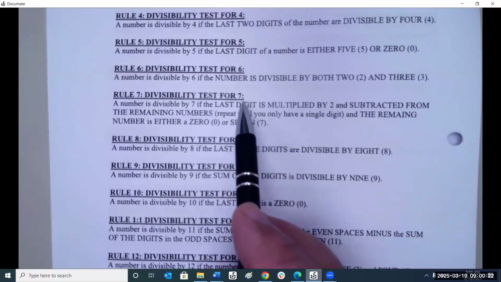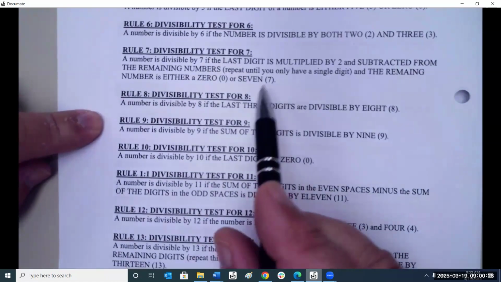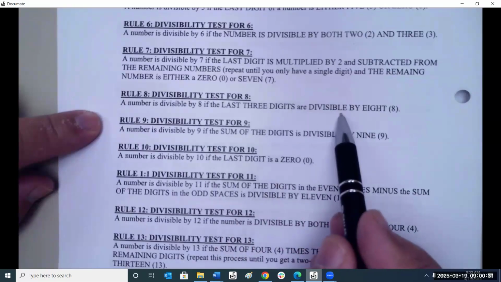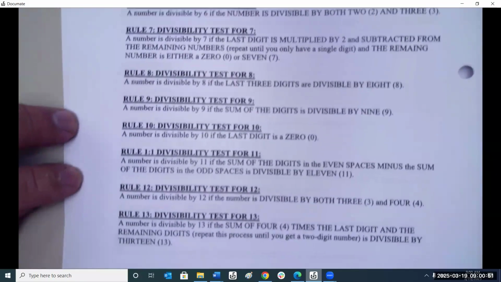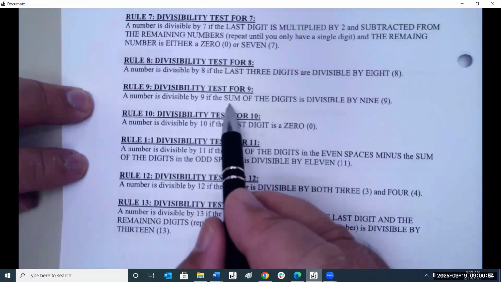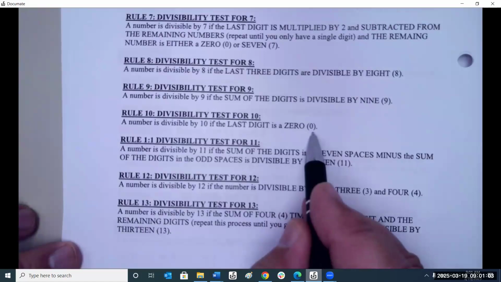7 is an anomaly. We'll do that one in a second. 8, if the last 3 digits are divisible by 8. Now, how do we know it's divisible by 8? That's just a big number. But what is 8 made up of? 2 times 2 times 2. So the last 3 digits have to be divisible by 2, then by 2. It's divisible by 9 if the sum of the digits is divisible by 9. All the digits. Divisible by 10 if the last digit is 0.